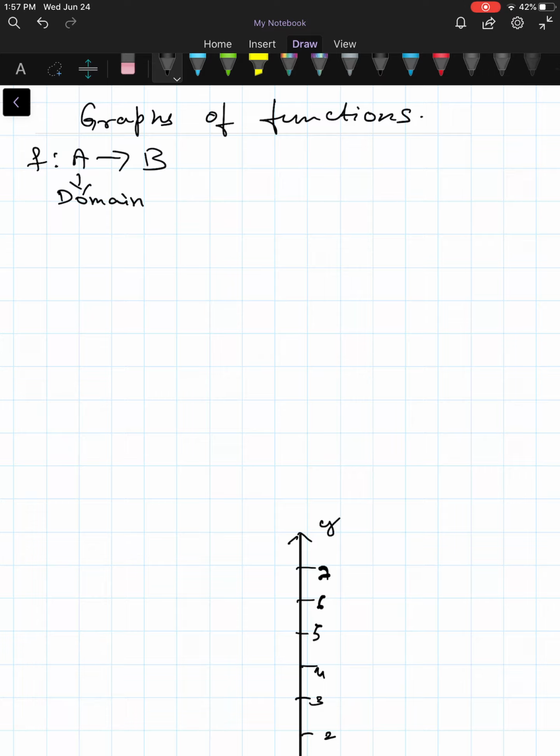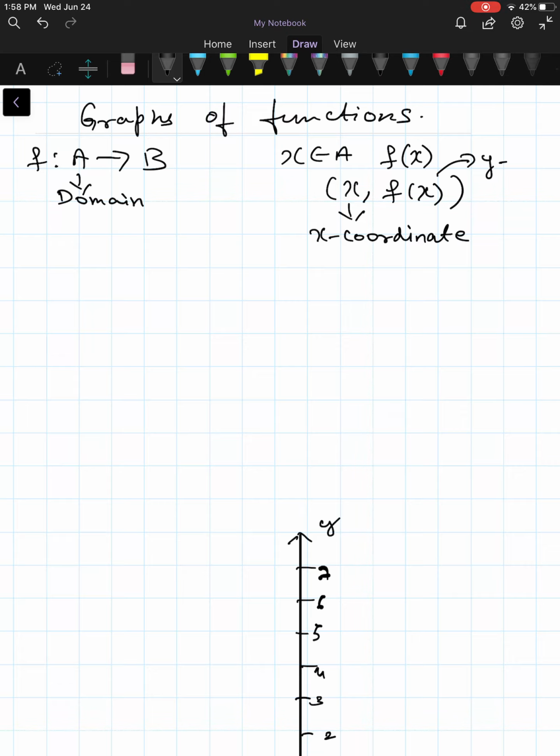So how do you plot this function? If you are asked to plot the function, how do you plot it? You take a point x from A and calculate the functional value at x, that is, apply the rule f on x, and plot this as an ordered pair like this, where x will be the x coordinate and f of x will be the y coordinate.